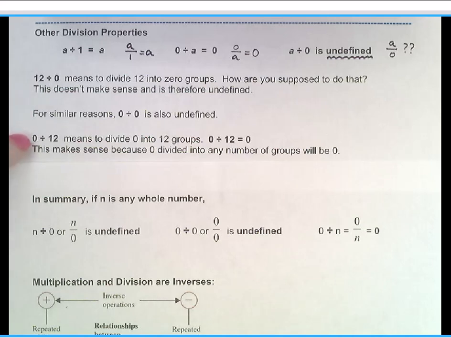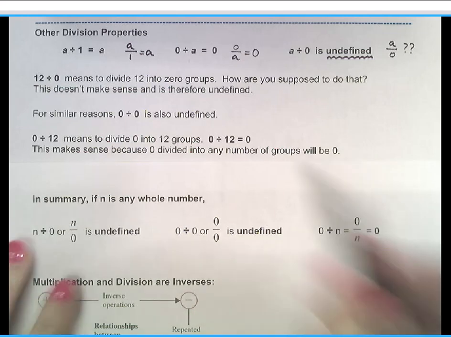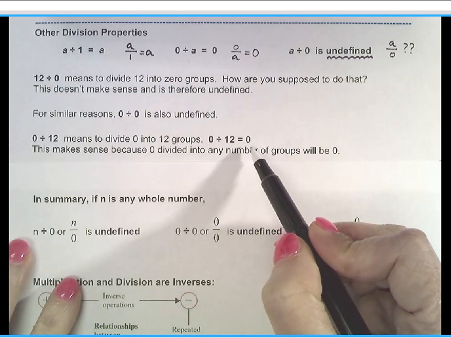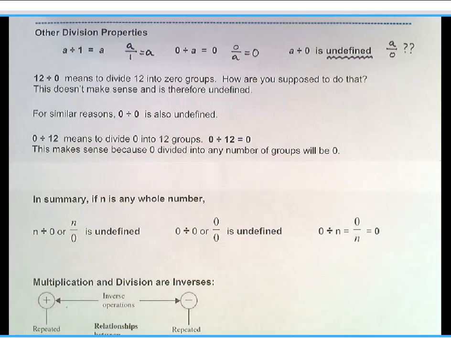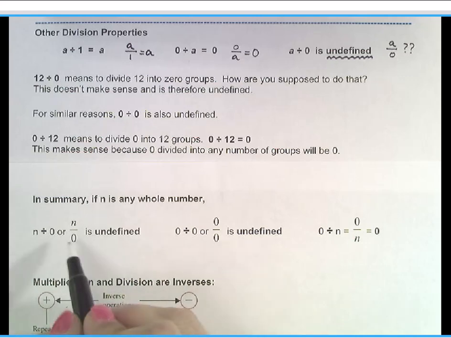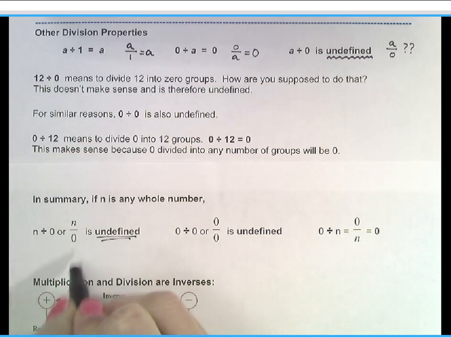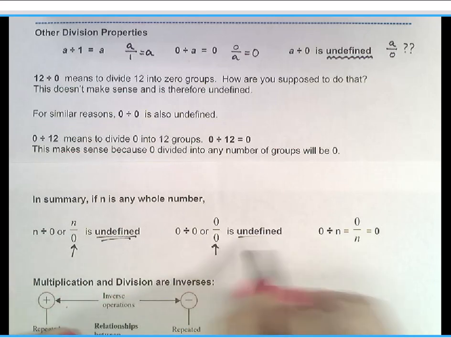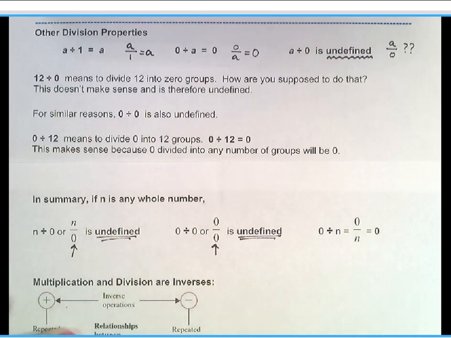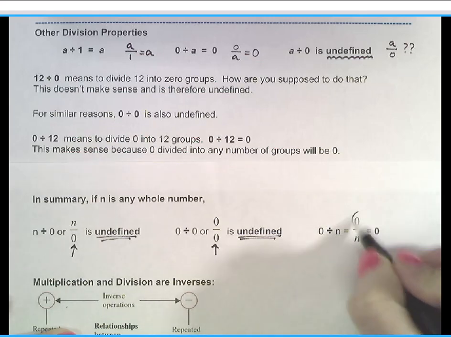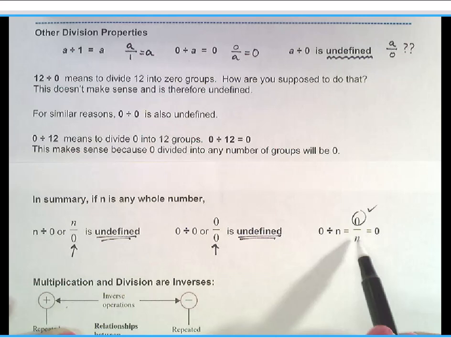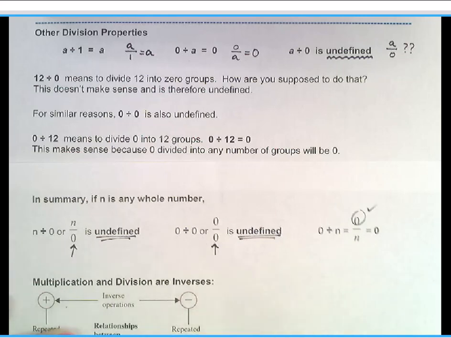0 divided by 12, though, that means to divide 0 into 12 groups. And if you have nothing, like if you have no money and you're going to split it up among your 12 friends, well, they also get no money, right? Nobody gets anything. 0 divided into 12 groups is 0. So just again to summarize, same idea here. Undefined if you have a 0 in the bottom. 0 over 0, see, again, that's a 0 in the denominator. That's undefined. 0 on the top is okay, though. This one's okay to have. 0 divided by a number is 0. You just can't have the zeros underneath as your divisor.